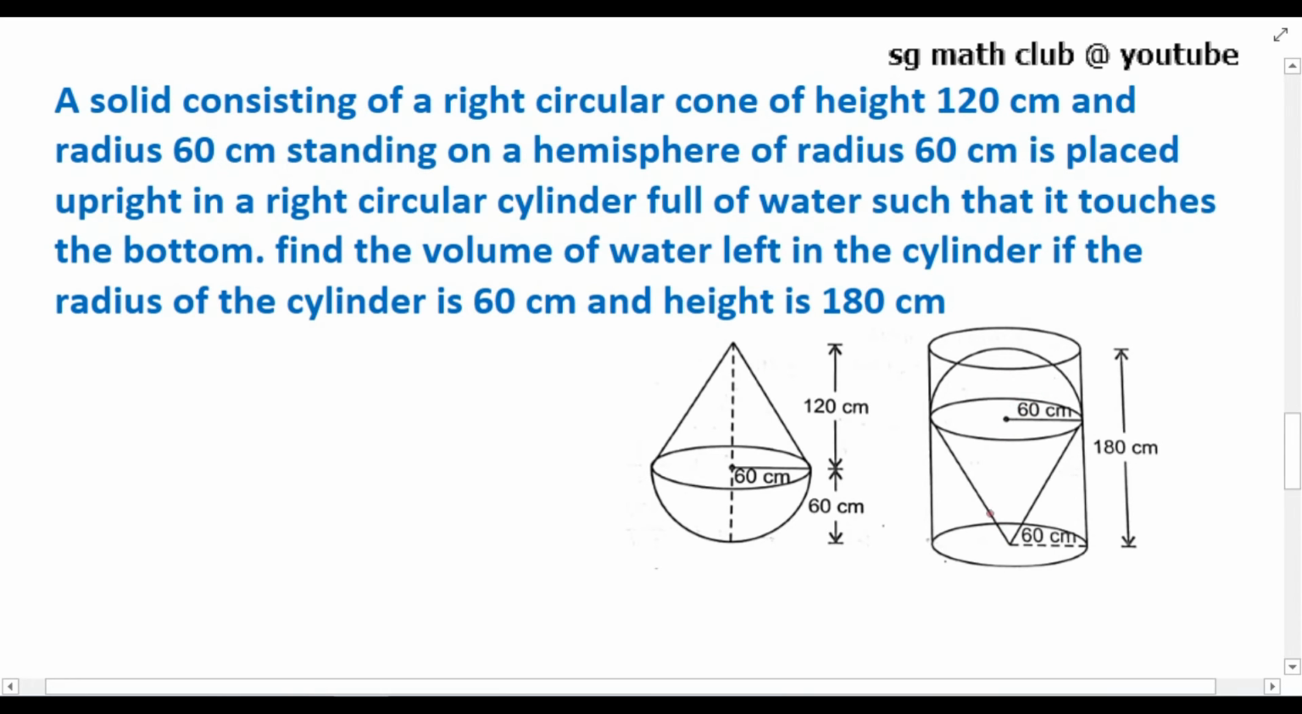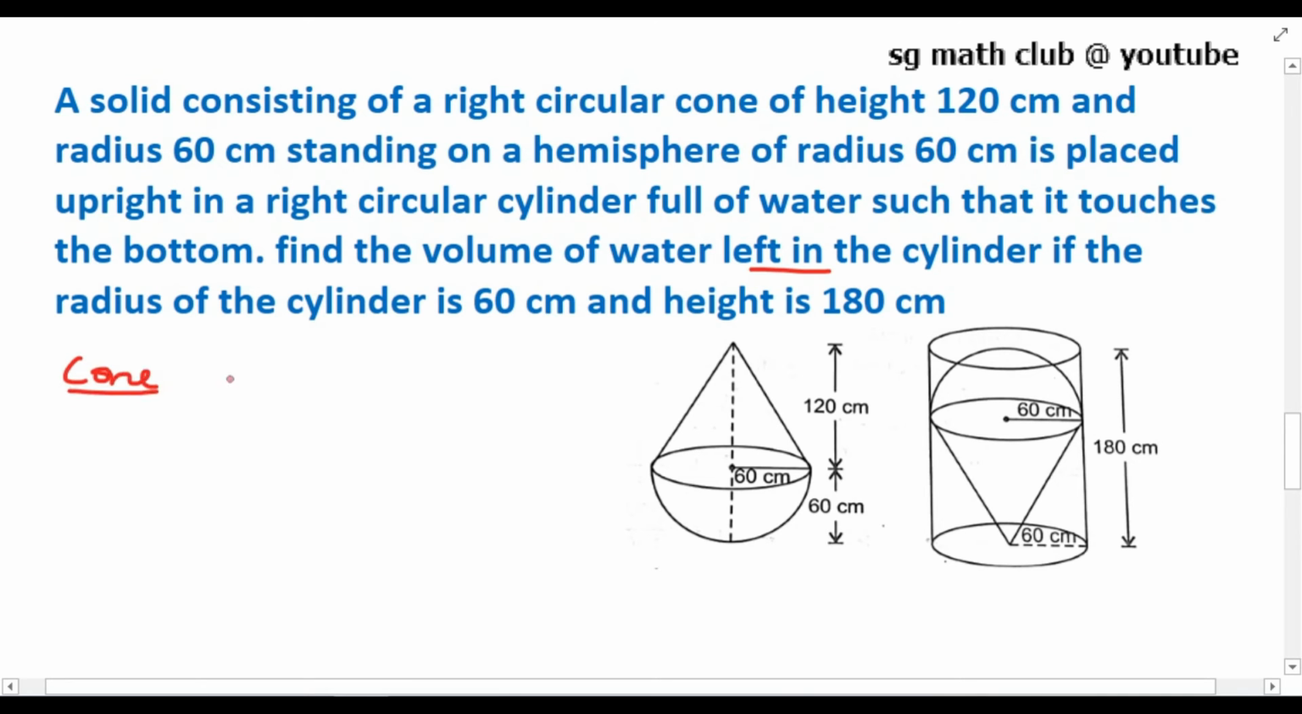So when it is immersed, again some water will flow outside. We need to find the volume of the water left in the cylinder if the radius of the cylinder is 60 centimeters and the height is 180 centimeters. So here we have a combination of three solids.